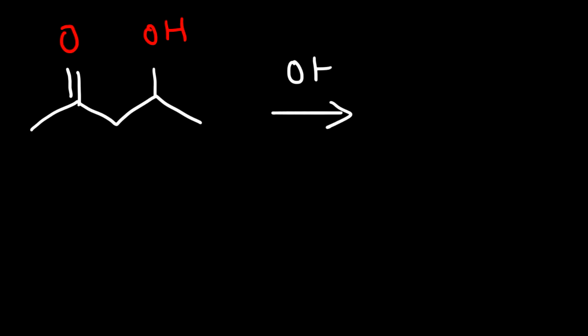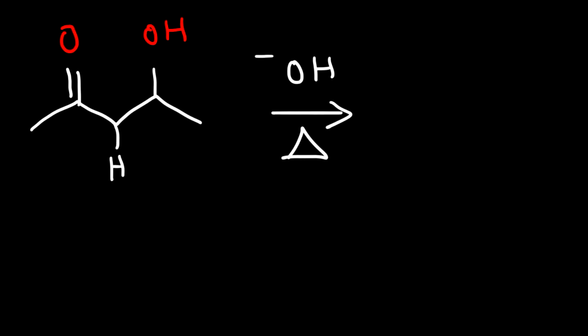Now let's say we have a molecule that looks like this. This is called a beta hydroxy ketone. With respect to the ketone, this is the alpha carbon and this is the beta carbon. On the beta carbon we have a hydroxyl group, so that's a beta hydroxy ketone. And we're going to react it with a base, hydroxide, and we're going to heat it.